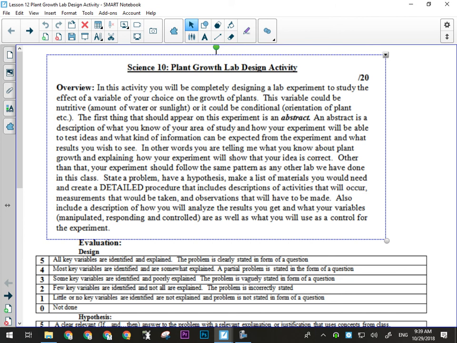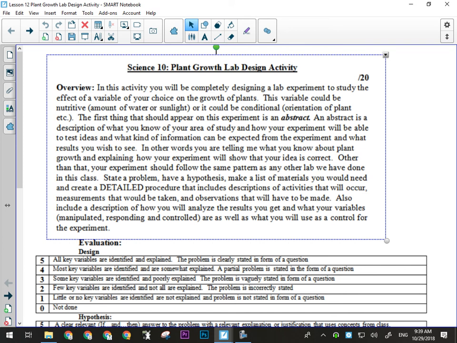So what you're doing is deciding what the problem is going to be. What is the effect of blah, blah, blah on plant growth? Okay, you'll have your hypothesis, your if, and then statement. You'll have your design, that is, here's the manipulated variable, here's the responding variable, here are the controlled variables, and then you'll have your procedure. You will have to write the procedure.